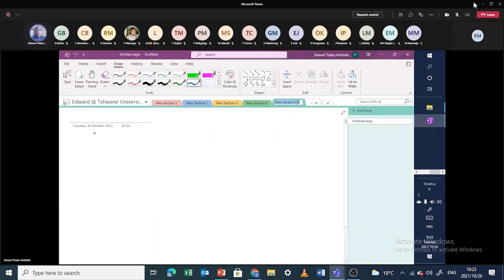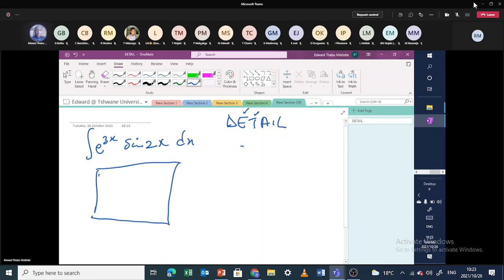Okay, so the integral of e to the power 3x sine 2x dx. So we check DETAIL again. So e to the power x, which one comes first? Exponent before trig. So we integrate exponent. So this will be sine, u and v. So we integrate e to the power 3x, we differentiate sine 2x.